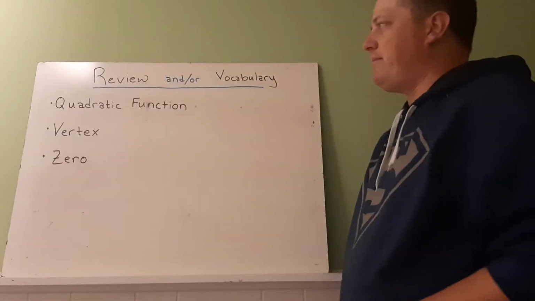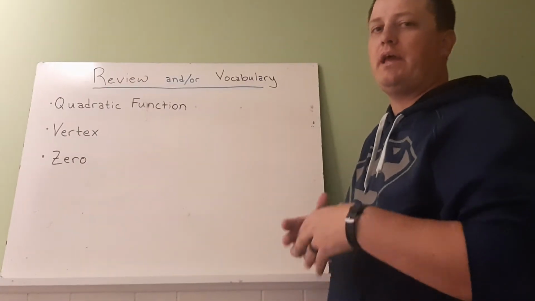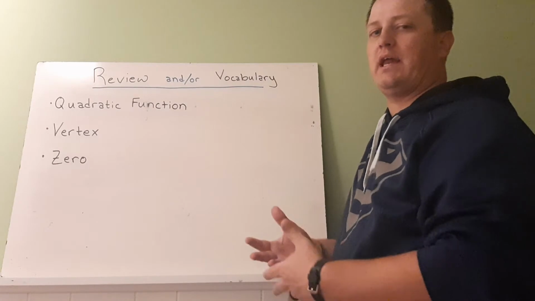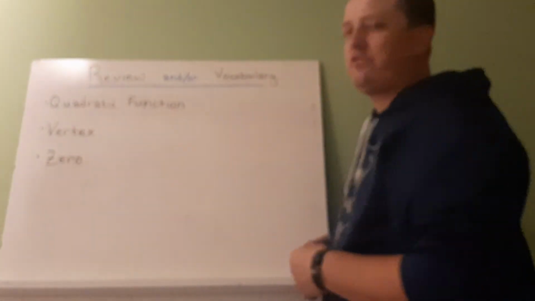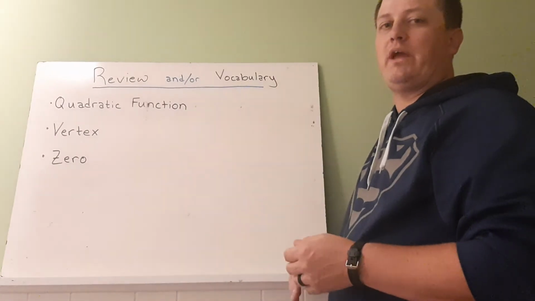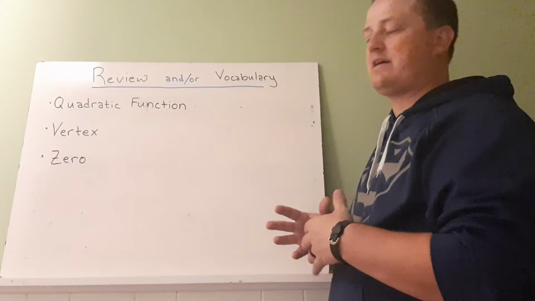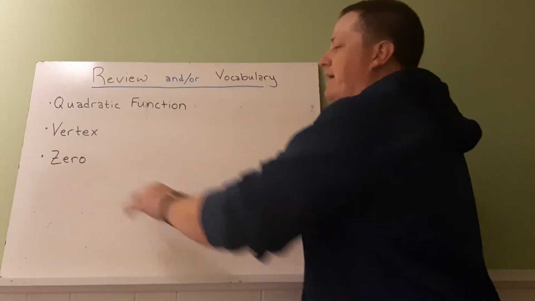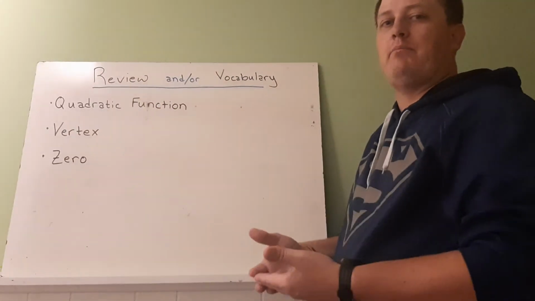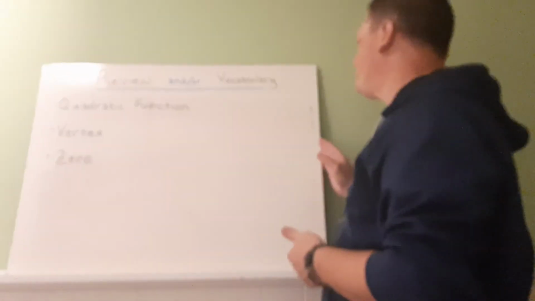So our vocabulary is quadratic function, which, remember, is whenever we put an input into a quadratic expression and get an output. Our vertex, which is either our high or our low point, is where we go from increasing to decreasing or from decreasing to increasing. It's that turning point. And then we have a zero. Anytime we put an input in and we get an output of 0, that is considered a zero.